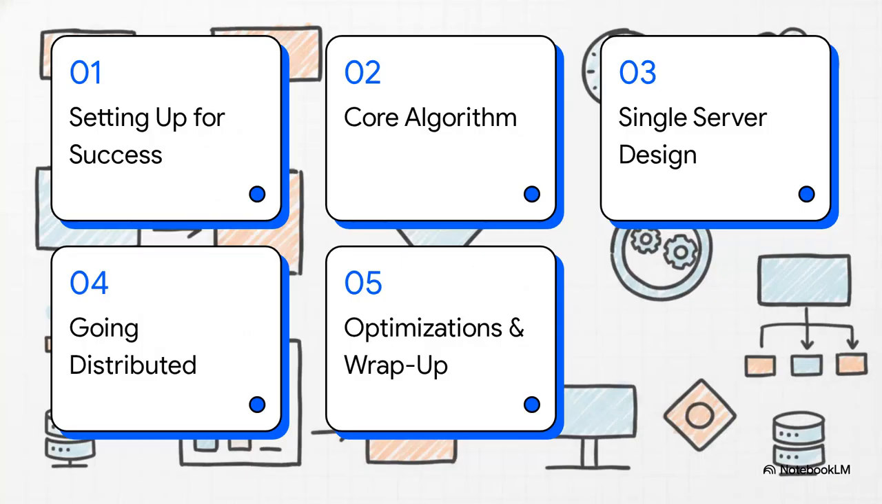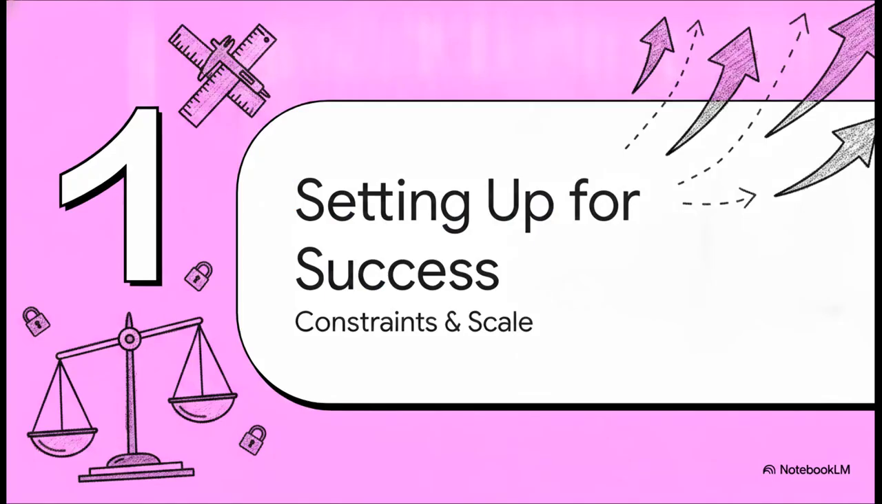To tackle this, we're going to follow a very specific step-by-step playbook. 1. Setting up for success. 2. Choosing the core algorithm. 3. The single server design. 4. Going distributed. And 5. Optimizations and wrap-up. Starting with step 1.